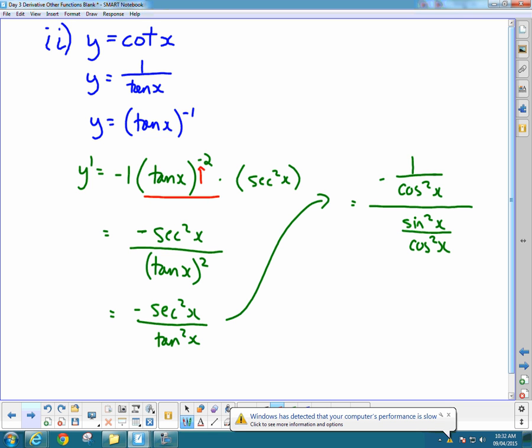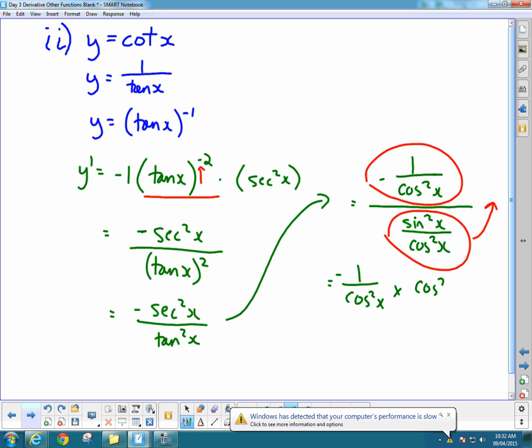So converting secant into 1 over cos, and tan into sine over cos, produces this big fraction where I have a number on the top and a number on the bottom. When I divide fractions, I want to multiply by the reciprocal. So I'm going to leave the top number as negative cos squared. But since I'm dividing, I'm going to multiply by the reciprocal, and the reciprocal of this puts the cos on top and the sine on bottom.